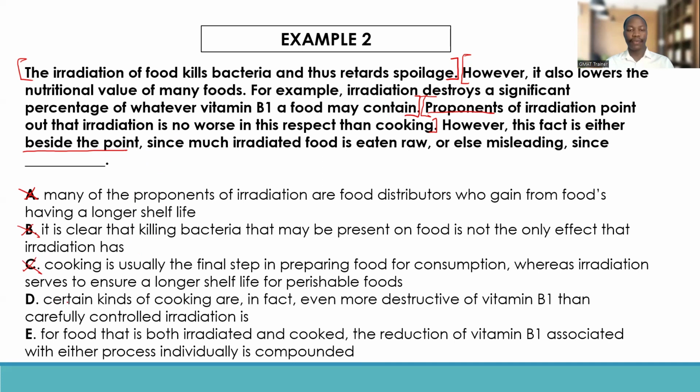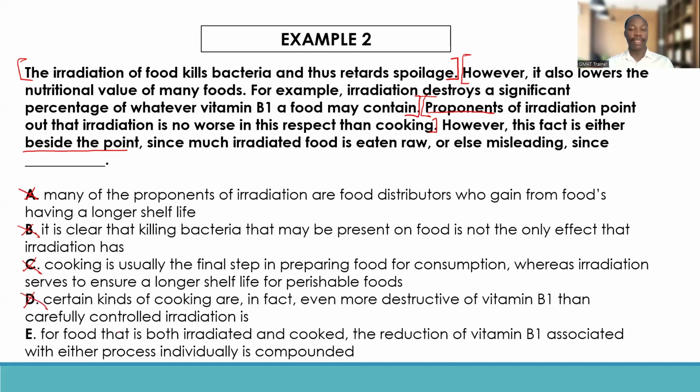D, certain kinds of cooking are, in fact, even more destructive of vitamin B1 than carefully controlled irradiation is. This weakens the argument that the proponents are putting forth, and it is directly in contrast to what we have here, right? We're being told that cooking and irradiation have similar impacts. So for D to suggest that cooking is more destructive than irradiation, that is beside the point. It is out of scope and does not relate to what we have in the paragraph that is presented above.